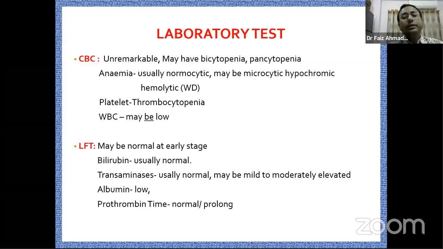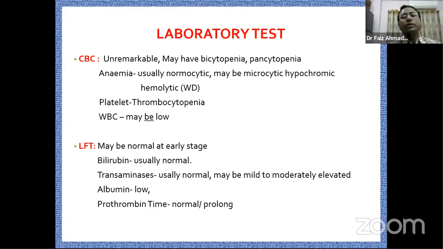Hemolytic anemia in a cirrhosis patient can occur if the patient has Wilson's disease related cirrhosis, because in Wilson's disease excess copper accumulates in different tissues, and excess copper can accumulate in red blood cells as well, which causes breakdown of RBCs, leading to hemolytic anemia.